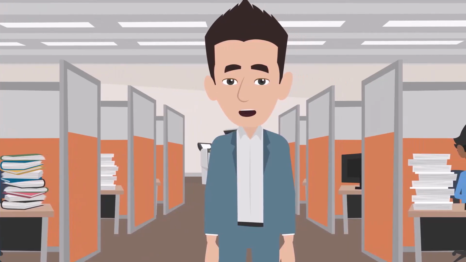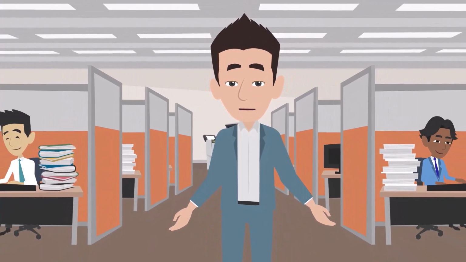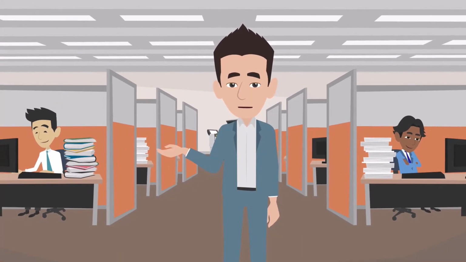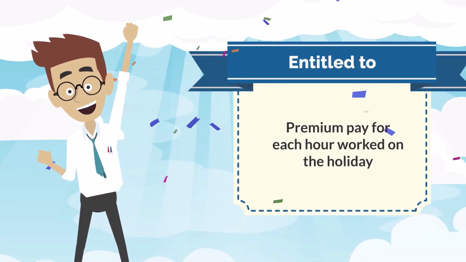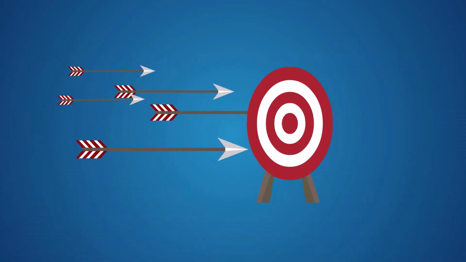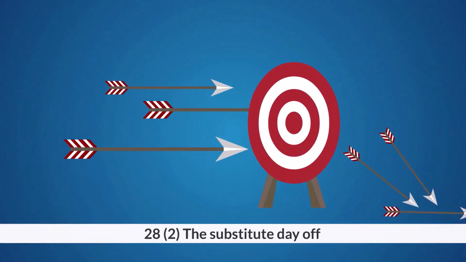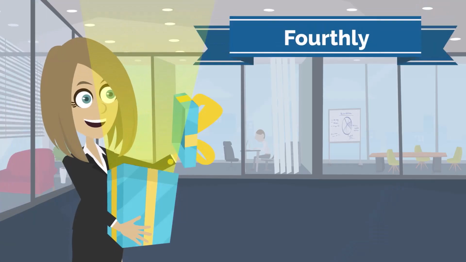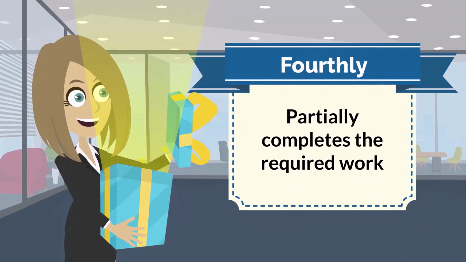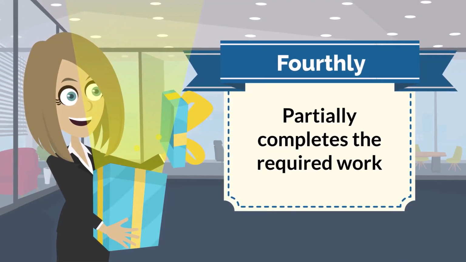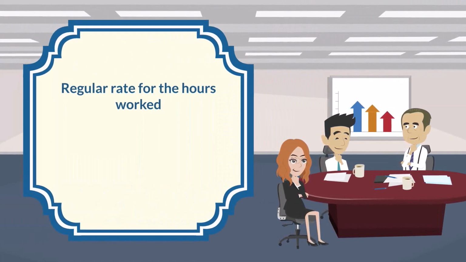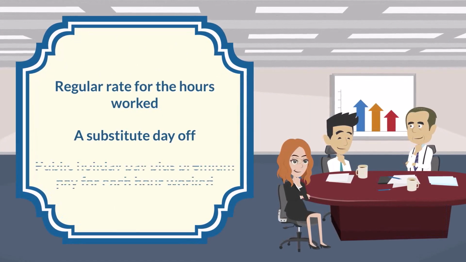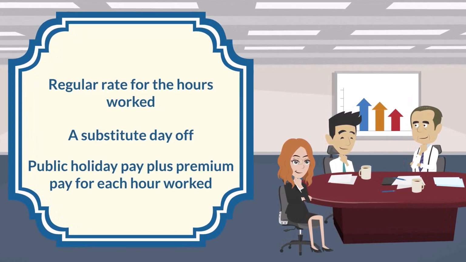Thirdly, in a scenario where an employee performs some but not all of the required work on the public holiday without a reasonable cause, they are entitled to premium pay for each hour worked on the holiday but lose any other entitlement under subsection 2, such as the substitute day off. Fourthly, if an employee partially completes the required work on the holiday with a reasonable cause for not completing all of it, the employer must provide wages at the regular rate for the hours worked and a substitute day off, or public holiday pay plus premium pay for each hour worked.